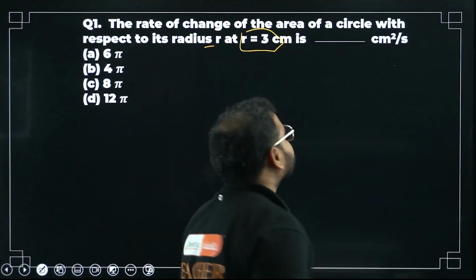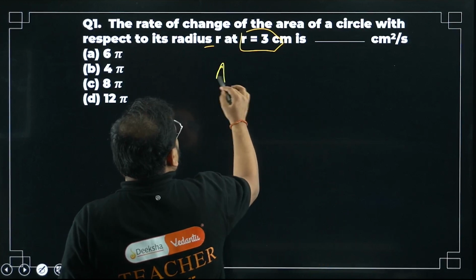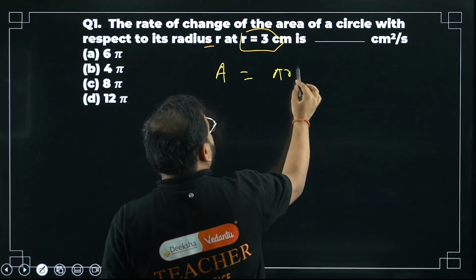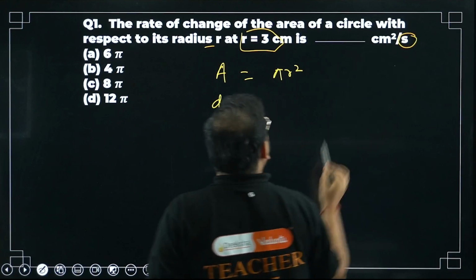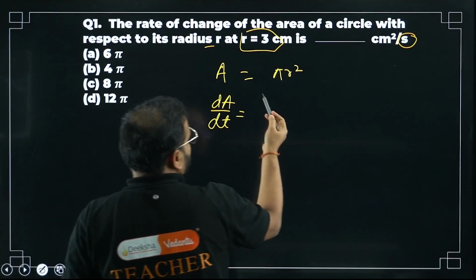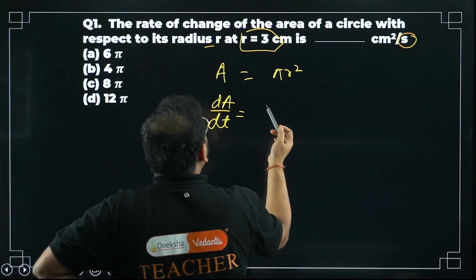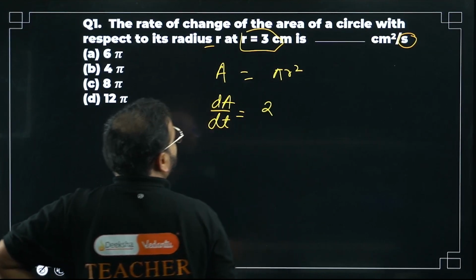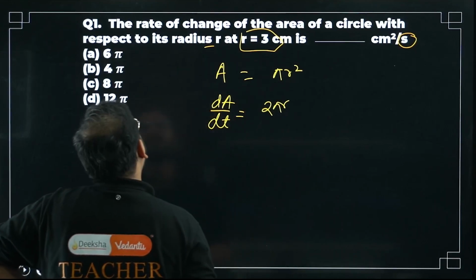Let us find this rate of change of area of a circle. It is pi r square, rate of change, right? They're asking with respect to what? With the time. Okay, so dA by dt we will write. Please check. We'll write this as, simply, 2 pi r, right?